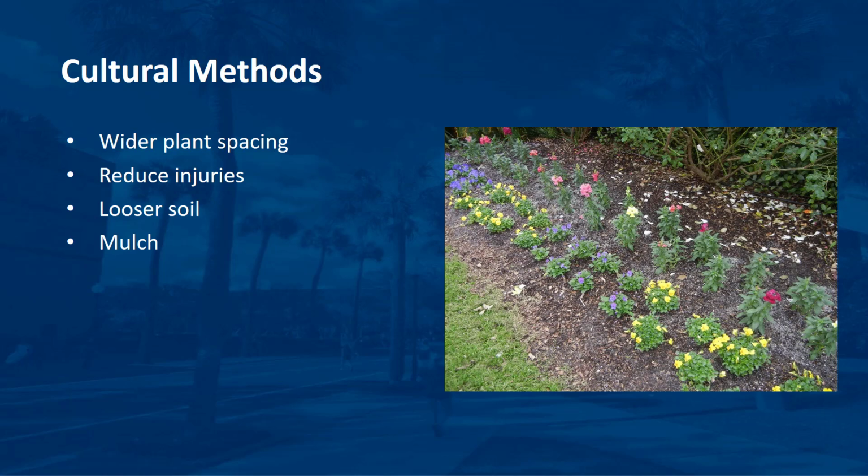Wider plant spacing provides for good air movement and promotes more rapid drying after rains or irrigation. Plant injuries provide access for pathogens, so care should be taken with plants and plant parts during production and distribution. Plants will do better in looser soil. Mulching can also keep weeds down, retain moisture, and prevent foliage and fruit from touching plant pathogen-infested soil.